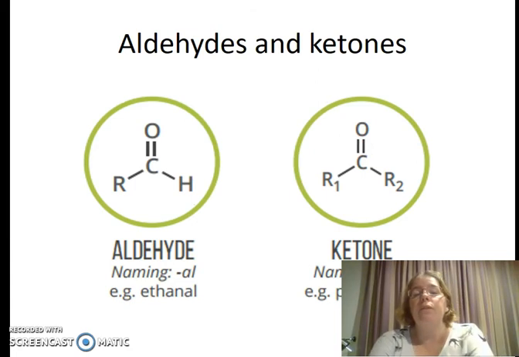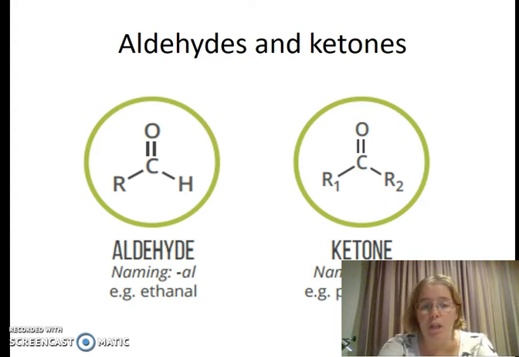Okay, so these are the first two of the new functional groups that you're going to deal with: aldehydes and ketones. Aldehydes and ketones are closely related. They both have a carbonyl group, which is a C double bonded to an O. The only difference between the 2 functional groups is that for the aldehyde, the carbonyl group is on the last carbon of the chain, so it's on the end of the chain, whereas in the ketone, the carbonyl group is in the middle of the chain.